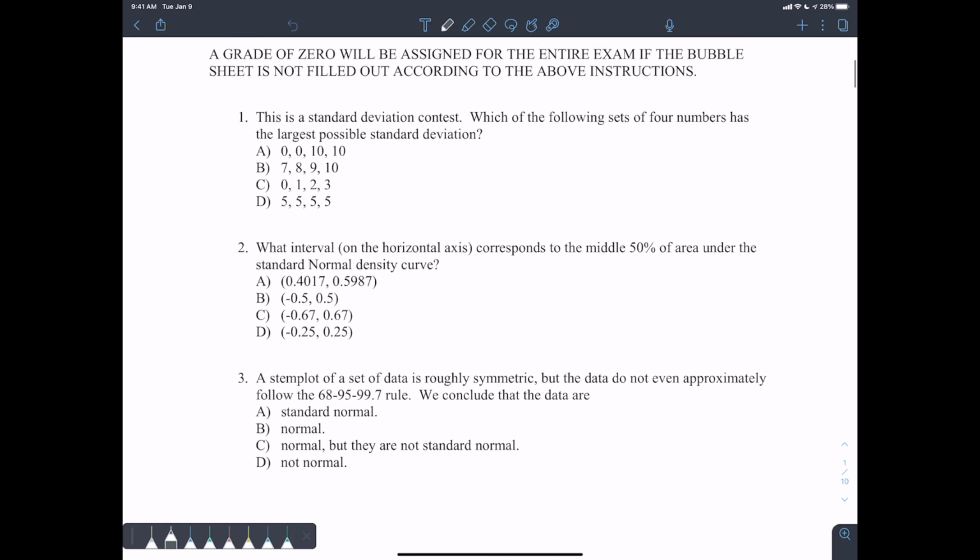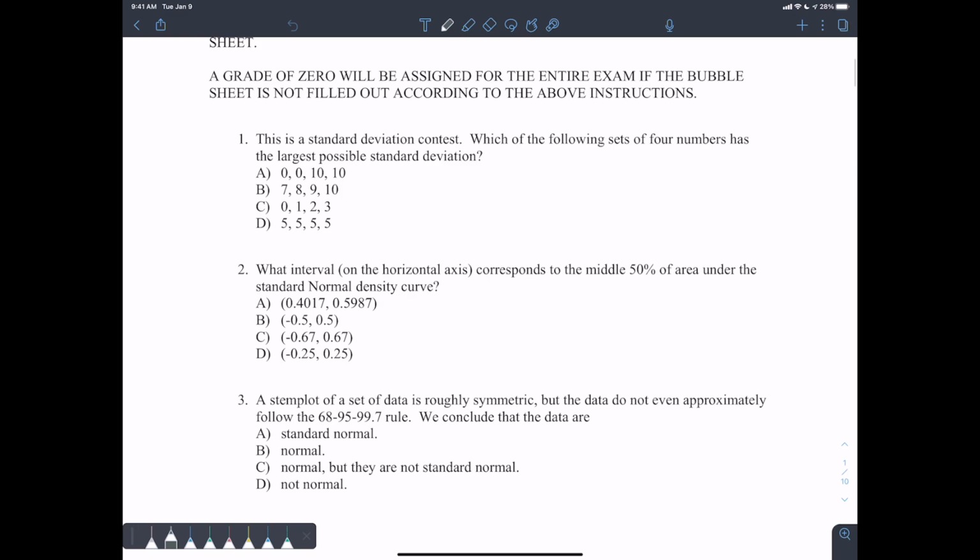Okay, right off the bat, question 1, pretty easy. Which of the following sets of 4 numbers has the largest possible standard deviation? We can rule out D just because it's all the same. C is just a distance of 1. B is just a distance of 1. A clearly has the largest spread between the data. So in this case, that's going to make that correct. It is going to be A.